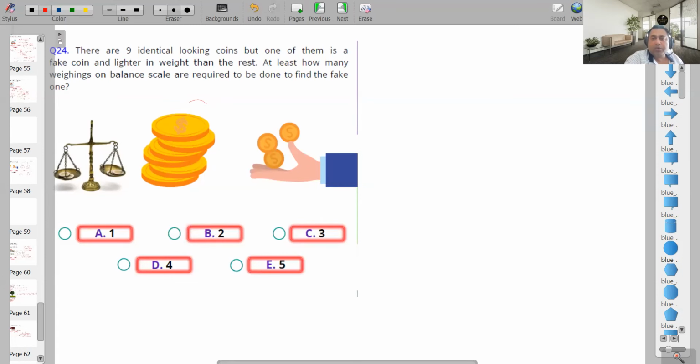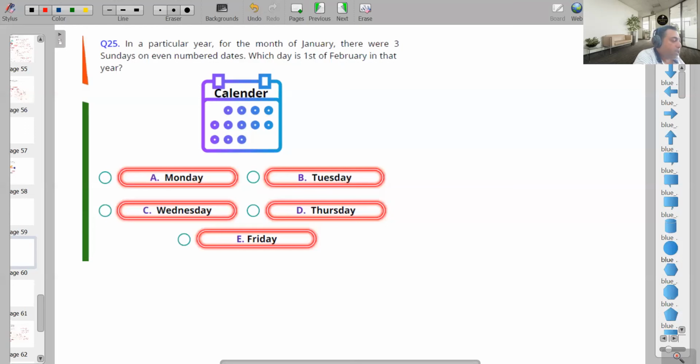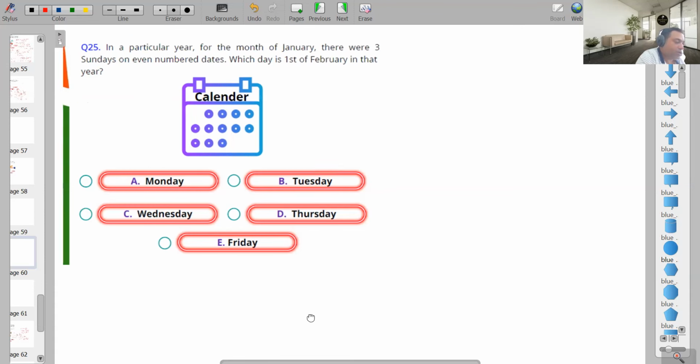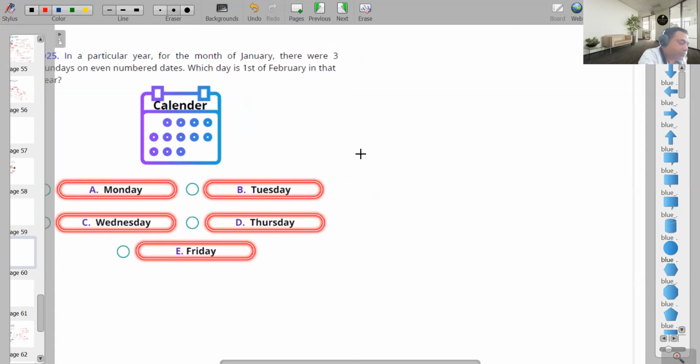All right, so let's do the last one. In a particular year, for the month of January, there were 3 Sundays on even numbered dates. Which day is the 1st of February in that year? Let's understand this question. It's a very interesting question. Let's make a calendar here first.